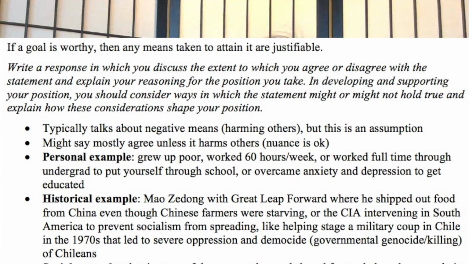You can also have a historical example. A good one is thinking about Mao Zedong with the Great Leap Forward back in the mid-1900s, where he helped China ship food out even though Chinese farmers were starving, because he wanted China to have a really good reputation abroad.